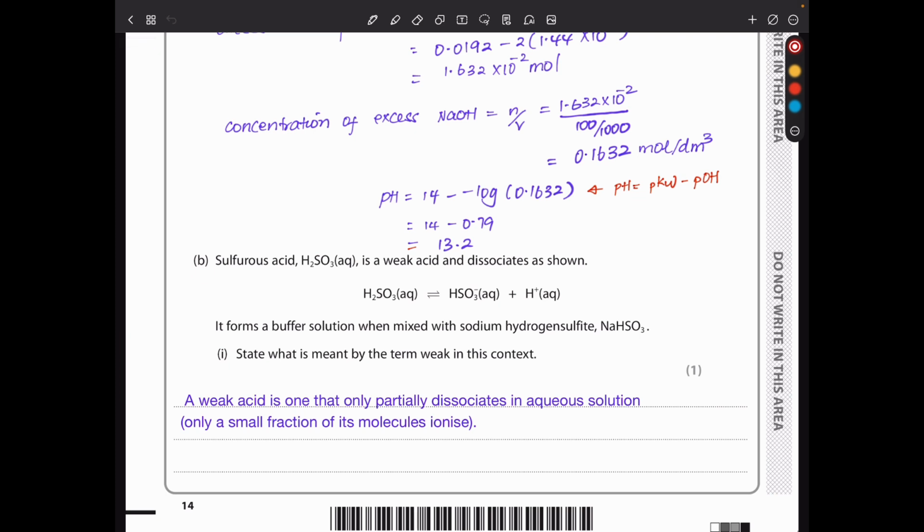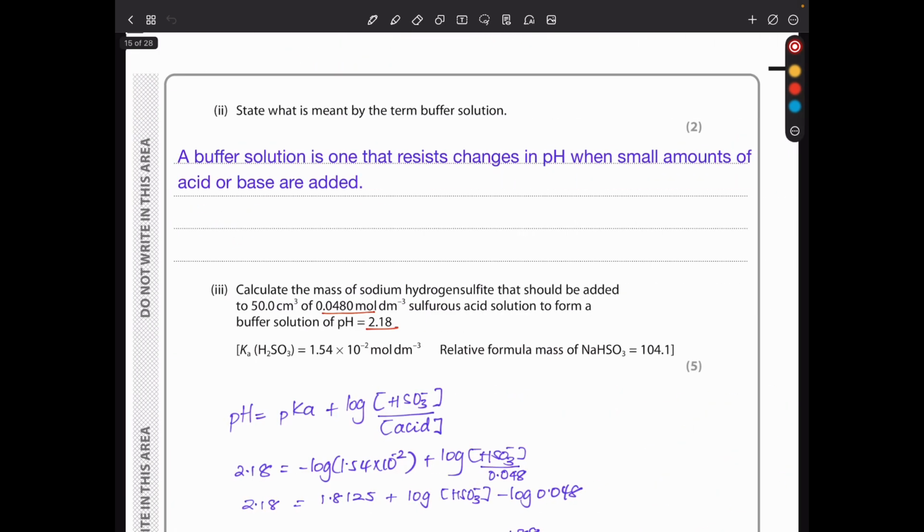Then they say in part B, sulfurous acid, which is a weak acid and dissociates as shown. It forms a buffer solution when mixed with sodium hydrogen sulfide. State what is meant by the term weak in this context. If it's weak, then it means there is partial dissociation, meaning at equilibrium, very few moles of the acid have been dissociated. So I say that a weak acid is one that only partially dissociates in aqueous solution, only a small fraction of its molecules ionize.